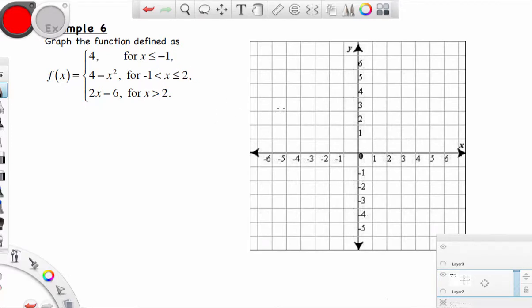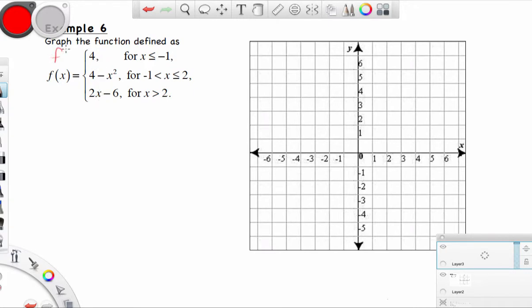In this last example 6, we are actually going to be graphing a piecewise function. Example 5, we were substituting values of x into the function. We were evaluating the piecewise function for values of x, but now we're going to be graphing it. And it's pretty much the same as example 5. It's a piecewise function. It's 3 different equations kind of all rolled up into one.